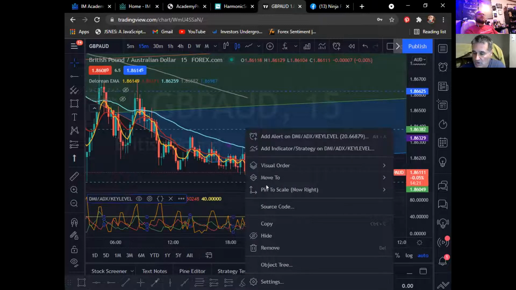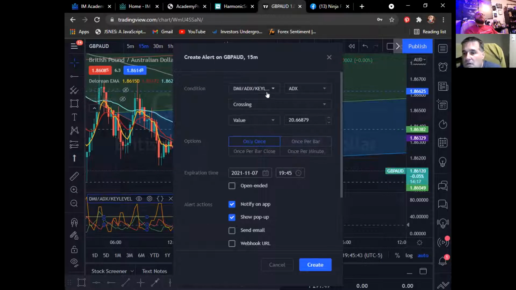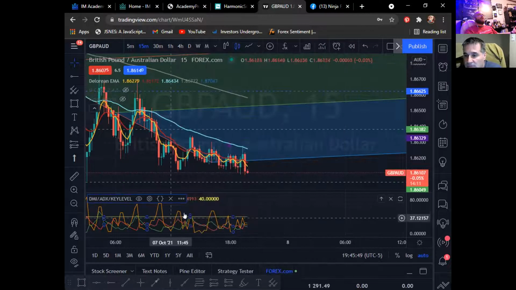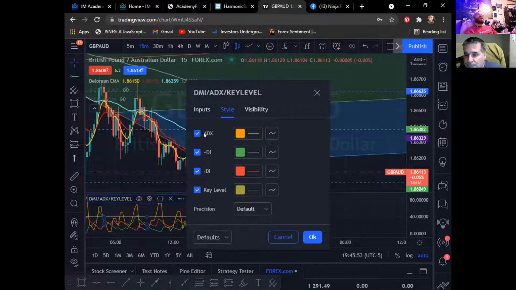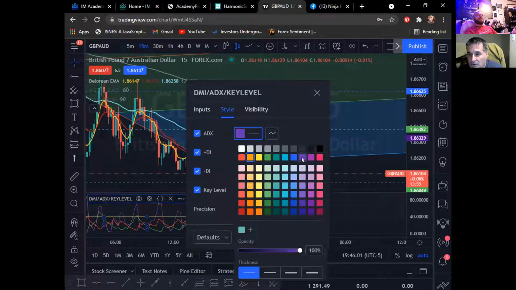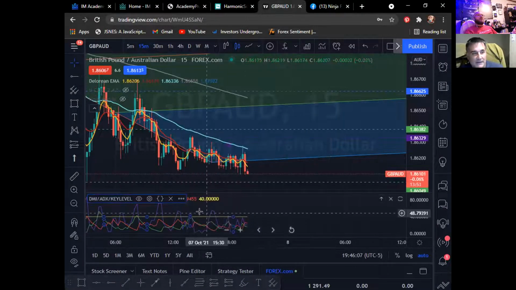I don't know if you can set alarms on this. Add alert on DMI. Oh, okay. So, wow, that is wonderful. Look at that. I didn't even know you could do that. So yeah, this is the key level line. Let me change the color of this because I'm colorblind and I can't tell what the hell's going on here. So crossing key level. So let's see here if we can do that.